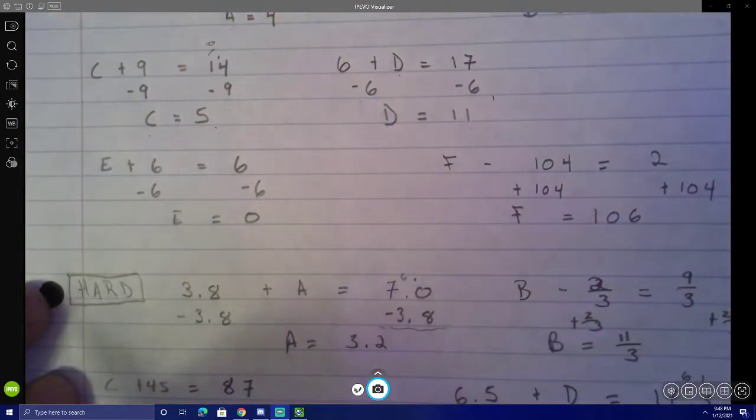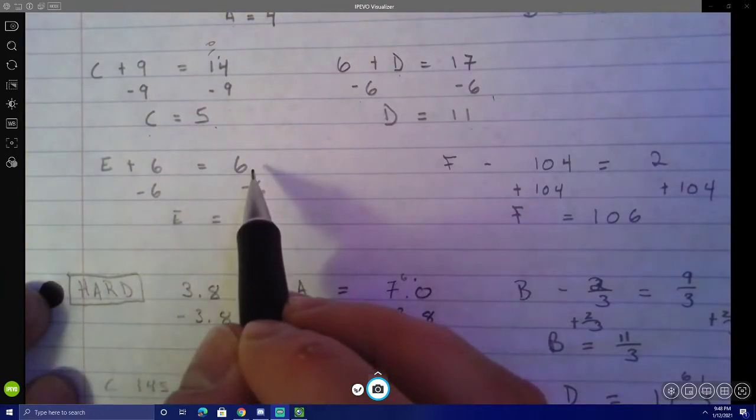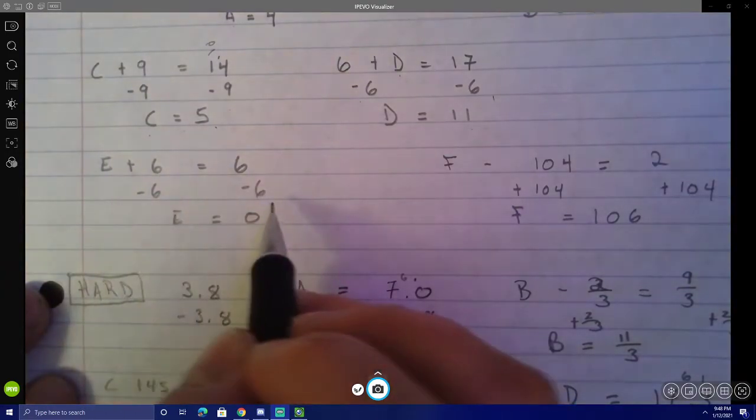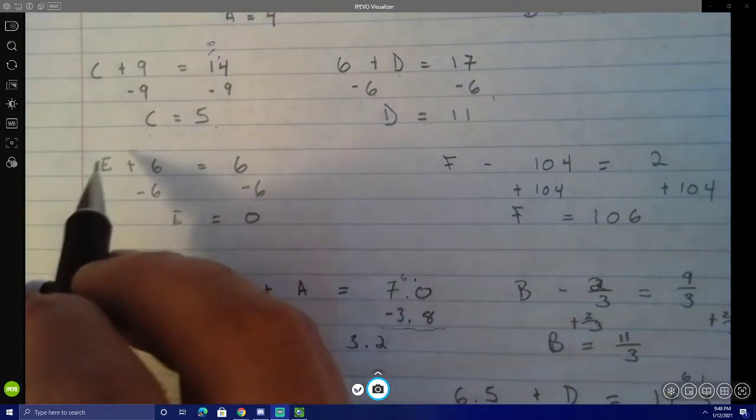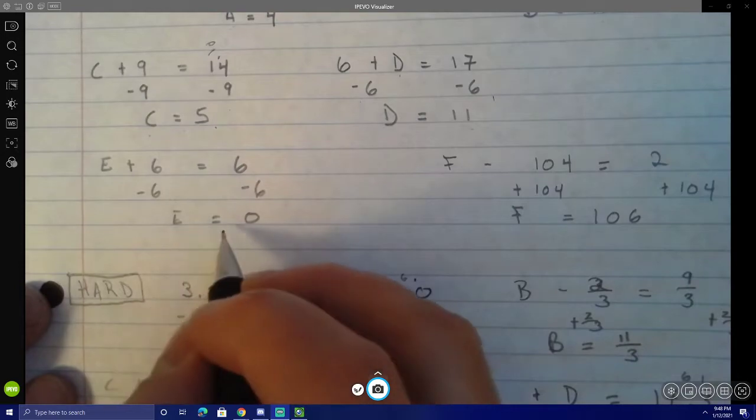For the next problem, we have e plus 6 is equal to 6. I would subtract 6 from both sides of this equation to isolate my variable e. That would leave me with e is equal to 0.